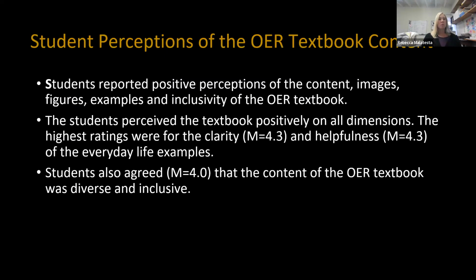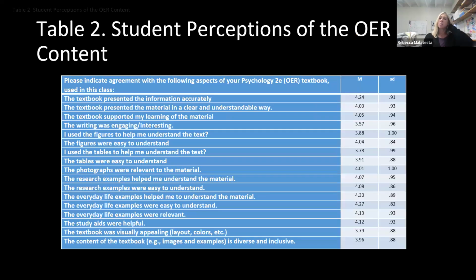In terms of students' perceptions, students reported positive perceptions related to content, images, figures, examples, and inclusivity. All of the items that were evaluated were on a 5-point scale, and the majority had a score of 4 or higher. So, the textbook presented the information accurately. The mean was a 4.24. 1 was strongly disagree, 5 was strongly agree. So most students agreed with the statement, and most, like I said, were either above 4 or approached 4.